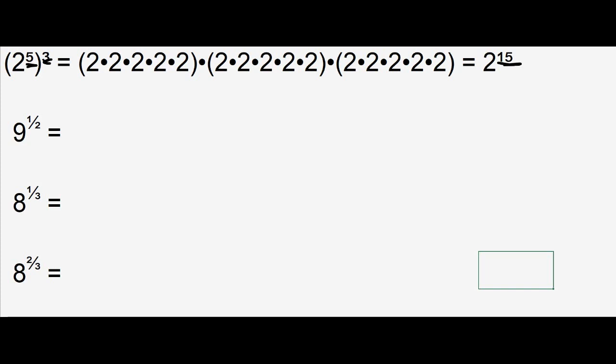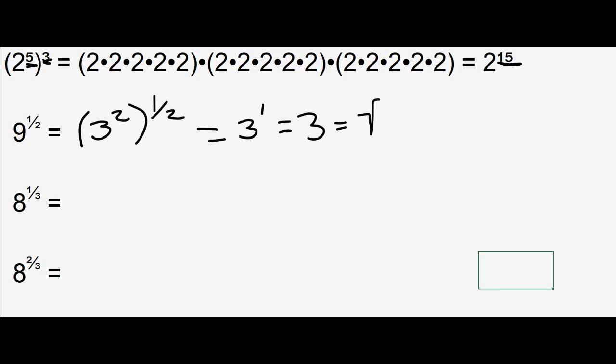When I look at 9 to the 1/2 power, I'm going to rewrite that as 3 squared to the 1/2 power. Now I can multiply the exponents. 1/2 times 2 is 1. I get 3 to the 1st power, which we saw equals 3. So 9 to the 1/2 power is 3, which is actually the square root of 9. So 1/2 power means the square root.